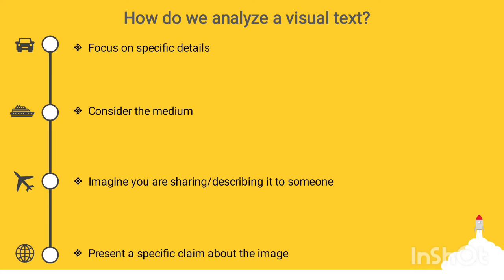And present a specific claim about the image. After all the analysis, you will come up with a good and clear interpretation of the visual text. And most importantly, you will then understand what the visual text is all about.